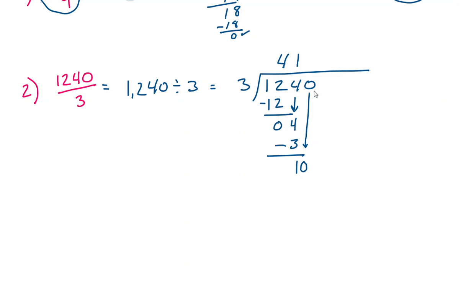Okay, so let's do it right this time. 3 goes into 10 3 times. I hope you know 3 times 3 is 9. And 10 minus 9 is 1. Uh-oh, there's nothing more to bring down. There's a decimal point here.